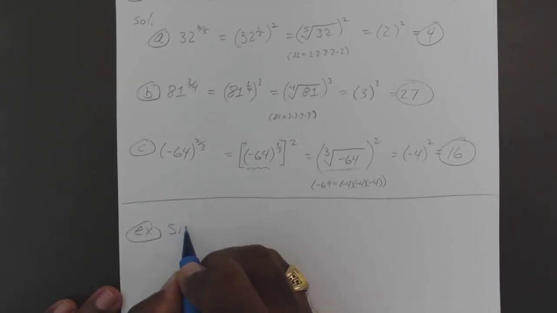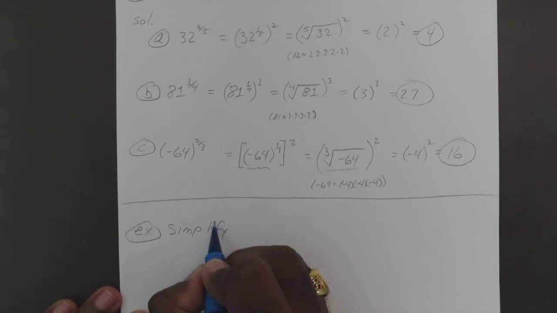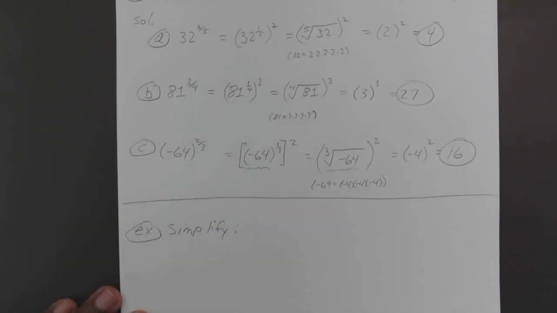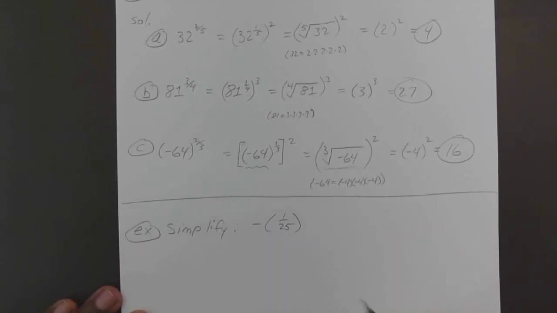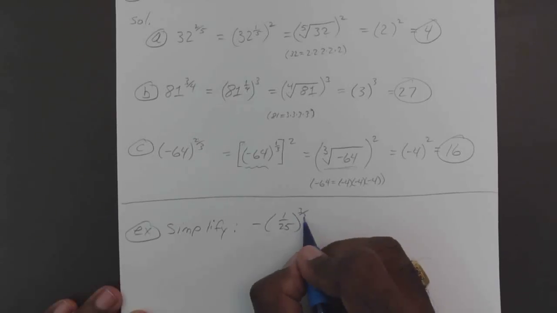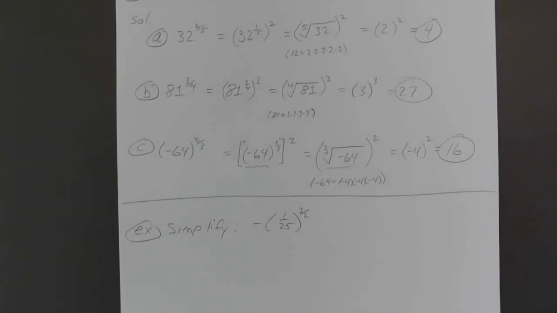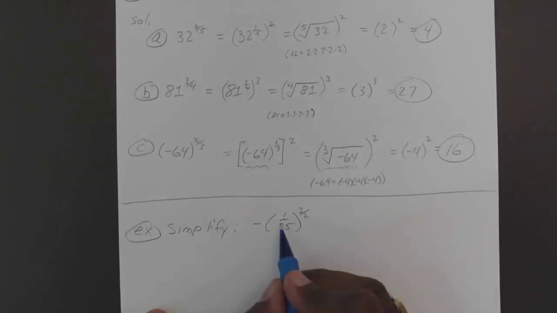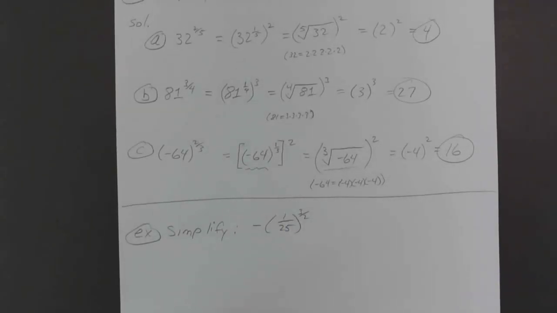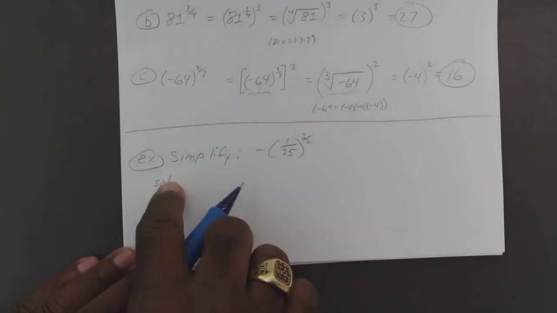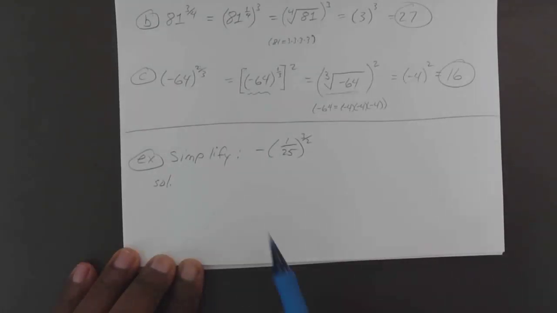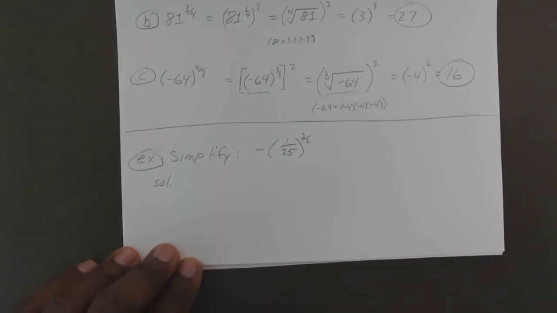Okay, so what if we wanted to simplify or solve, whichever way you want to put it? Let's say negative 1/25 to the 3/2 power. Now this time the negative is on the outside. So as long as the negative is on the outside, it's just like saying -1 times that.